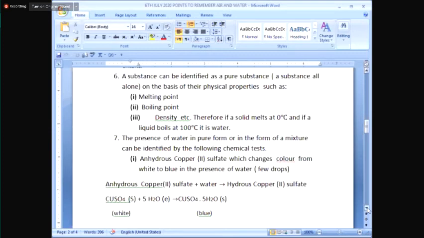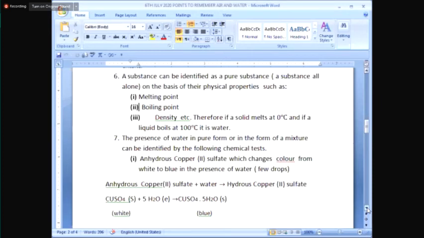Please focus on them. Anhydrous copper 2 sulfate. Anhydrous means not carrying water of crystallization, which changes color from white to blue in the presence of water if a few drops are added. I've given you the word equation as well as the formula. Anhydrous copper 2 sulfate plus water giving us hydrous copper 2 sulfate. The formula equation is CuSO4 solid.